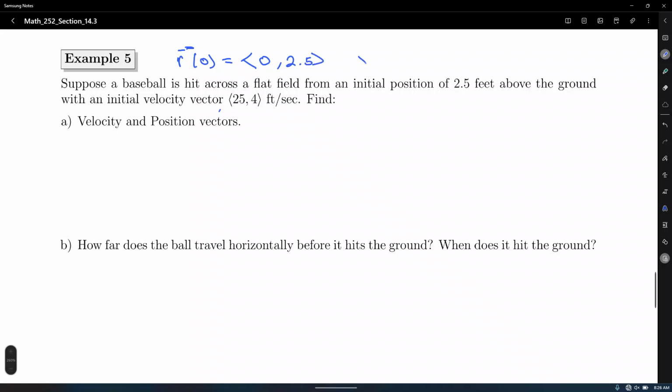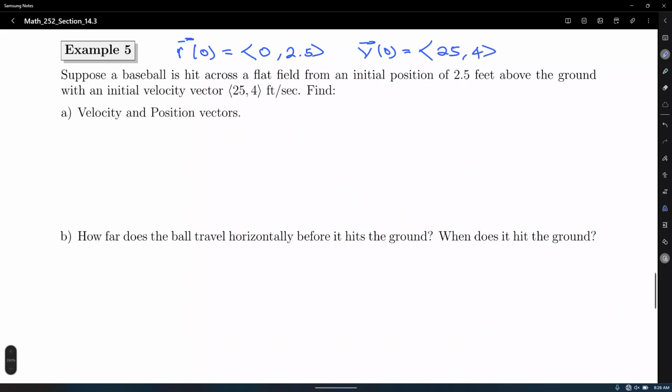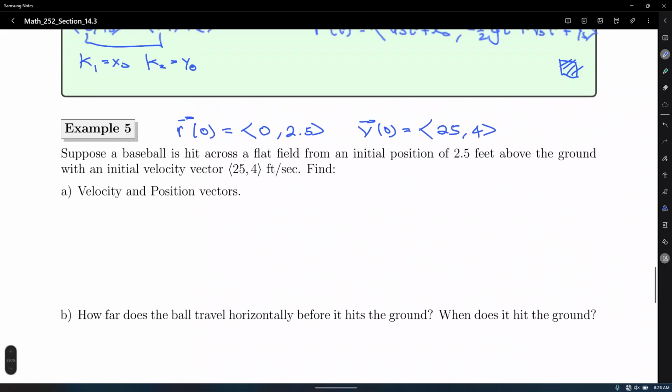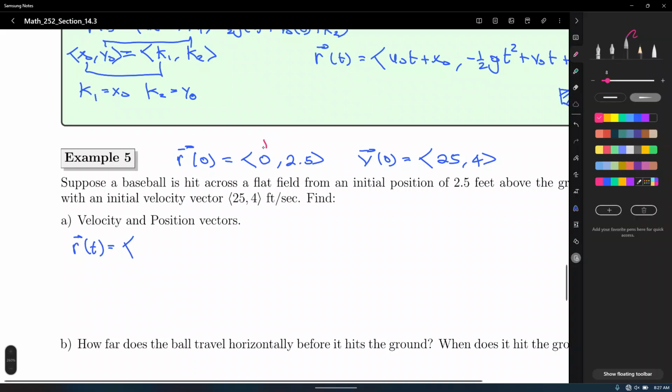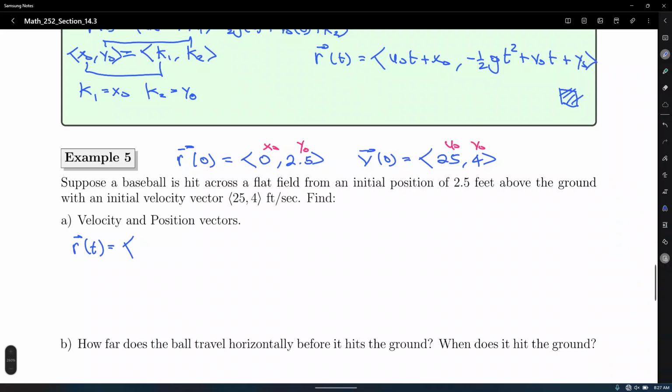The initial velocity equals 25, 4. It's just given like this. Let's write down our position function R of t based on what we obtained previously. Let's label this x0, y0, and u naught and v naught, so we can simply substitute in the equation.